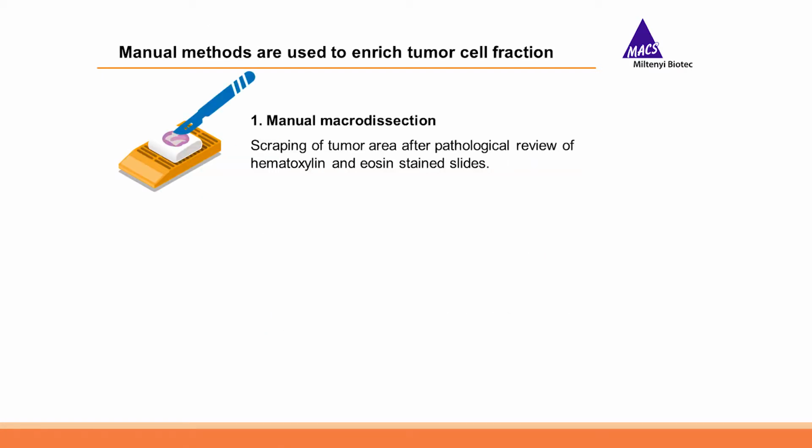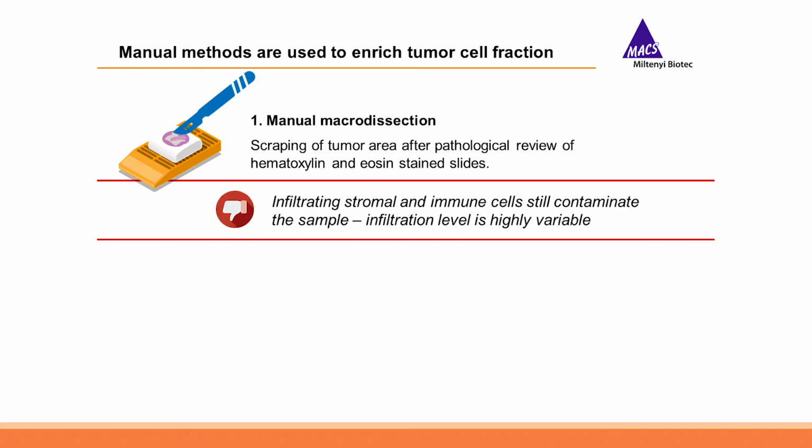There are some manual ways to enrich the tumor cell fraction. One, for example, is manual macrodissection, where you manually scrape off a tumor area of interest that is circled by a pathologist from a stained slide. The problem here is that you still have infiltrating stromal and immune cells in the tumor area, and by the manual scraping method, you also scratch off normal human cells at the border area.